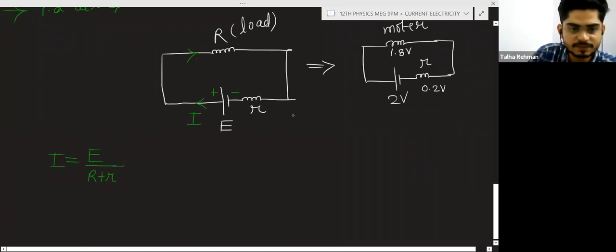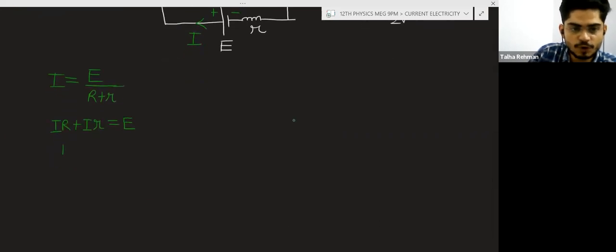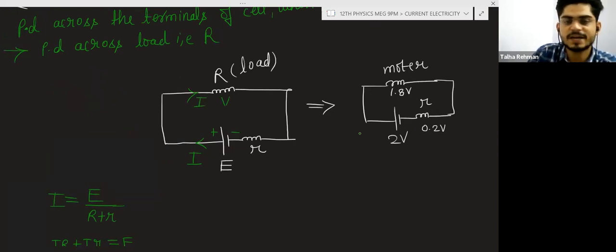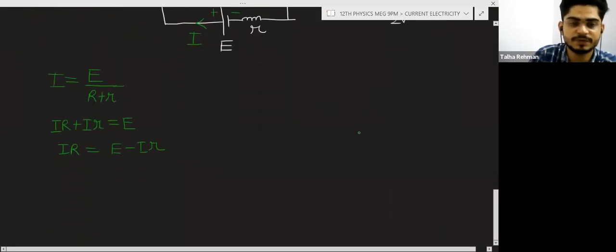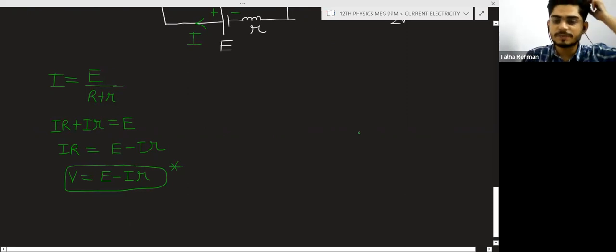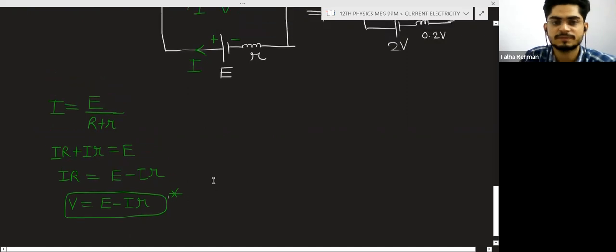Now multiply this with this. This is IR plus I into small r, this is E. If you want to calculate IR, then you can write E minus Ir. And what is this IR? I is the current and R is the load, so this is the potential difference across this load, meaning the terminal potential difference. So terminal potential difference is given by V equals E minus Ir.